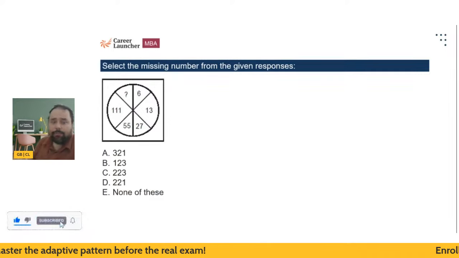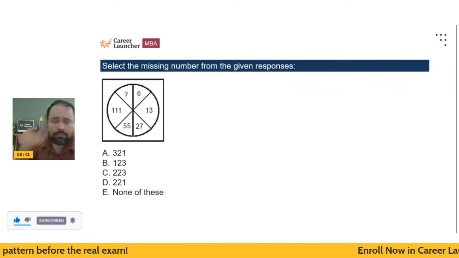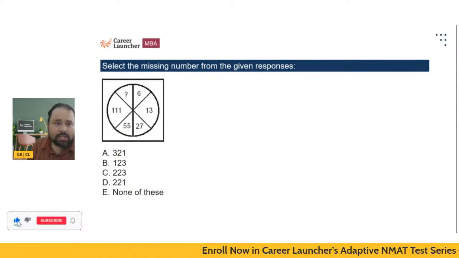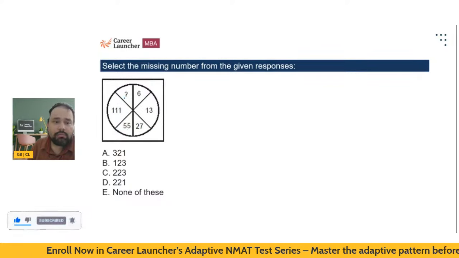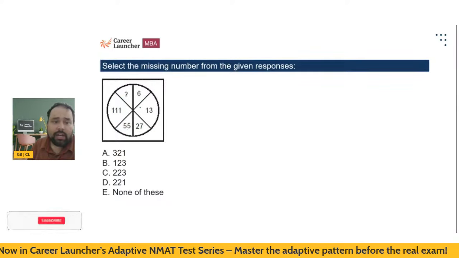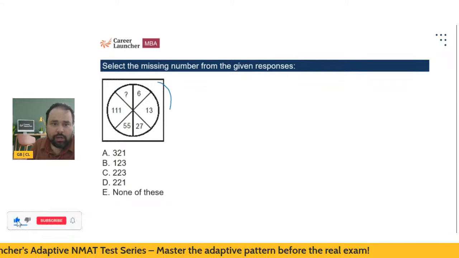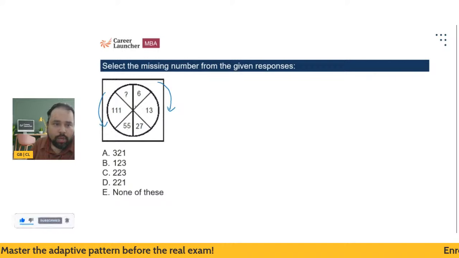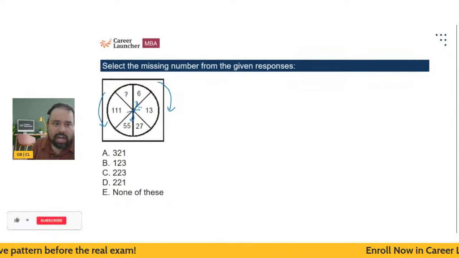ये आ गया जो मैंने आप लोग को बोला था, grid based comes. Find out a missing term. Let's look at this grid. 6, 13, 27, 55, 111, question mark. The moment I look at a grid, first thing to look at is look at something clockwise or look at something anti-clockwise और look at opposite से कुछ आ रहा है कि नहीं.